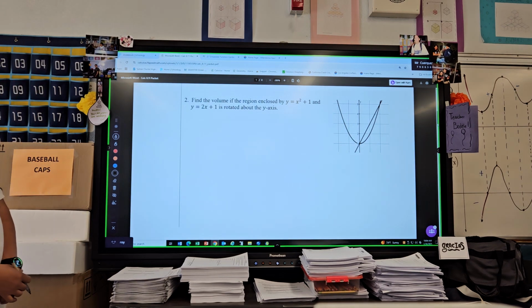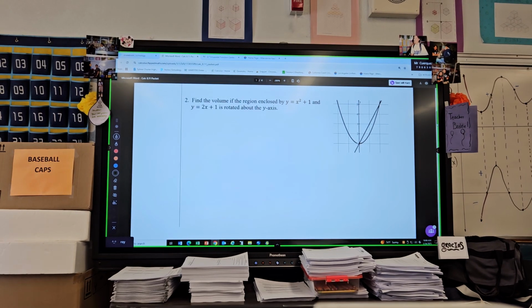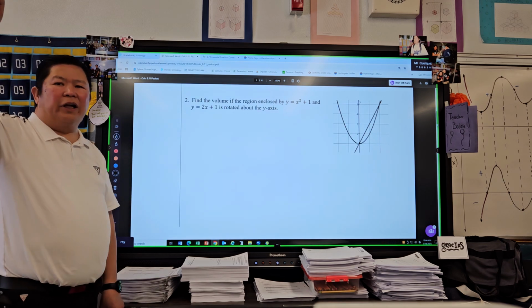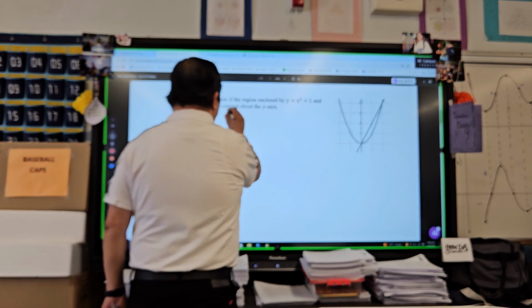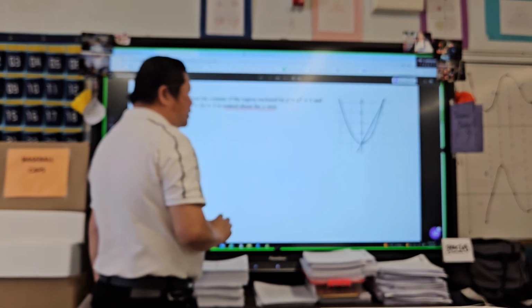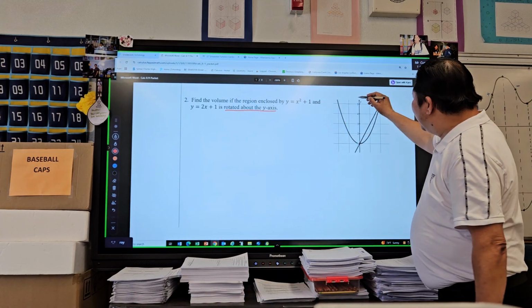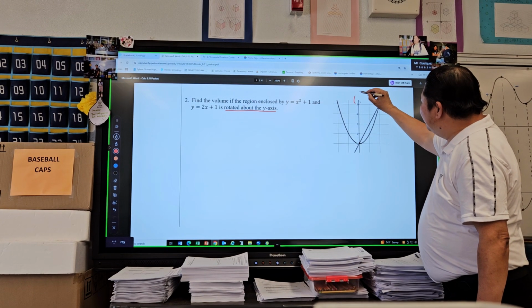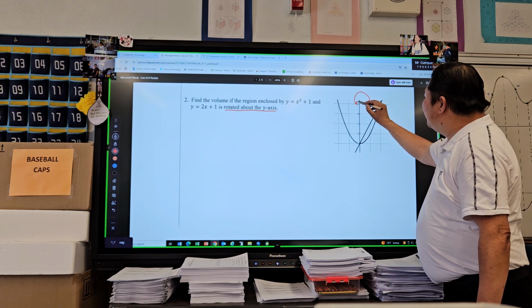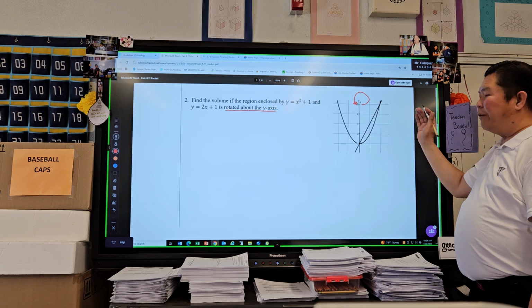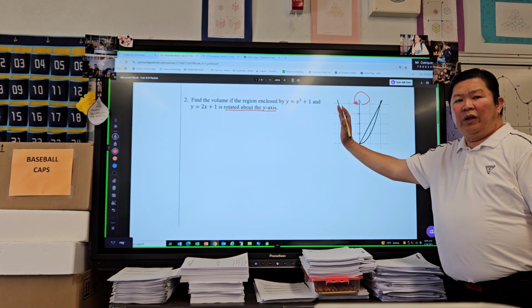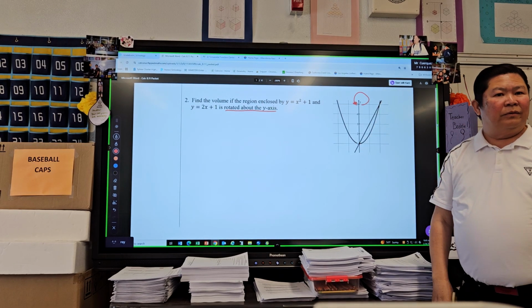Adeline, can you read the problem for me, please? Find the volume of the region enclosed by y equals x squared plus 1 and y equals 2x plus 1 is rotated. So, careful guys, the rotation is where? The y-axis. So, rotated about the y-axis. So that means the rotation is this way. It's being rotated that way, right? Along the y-axis. So therefore, if we rotate this one, which of this is an outside?